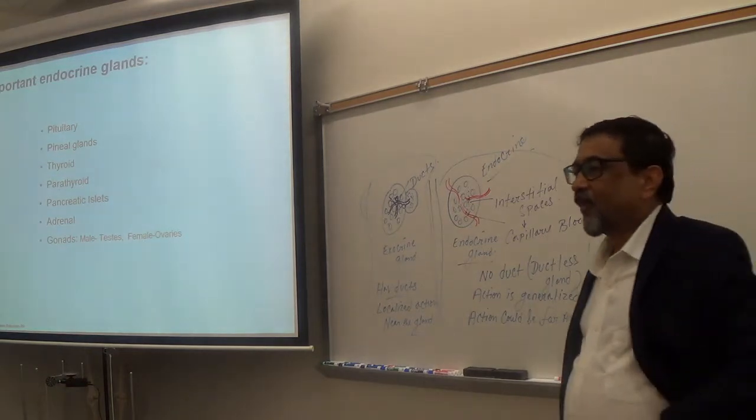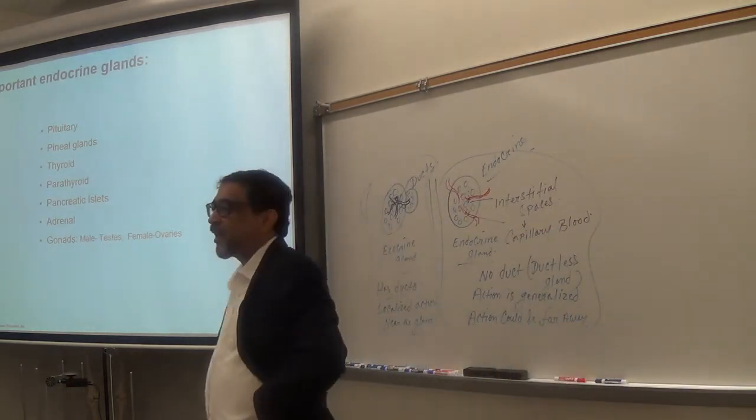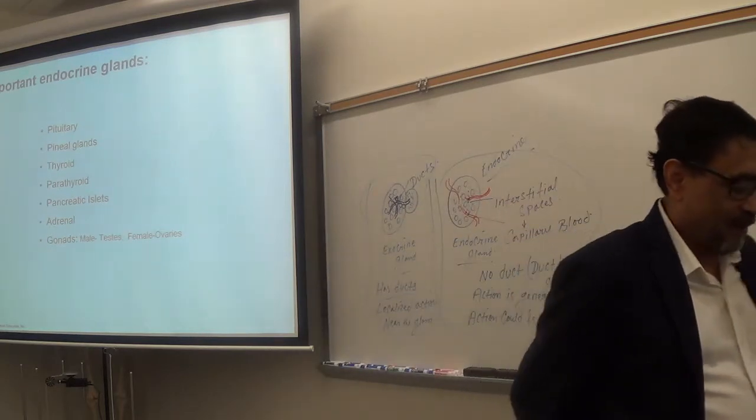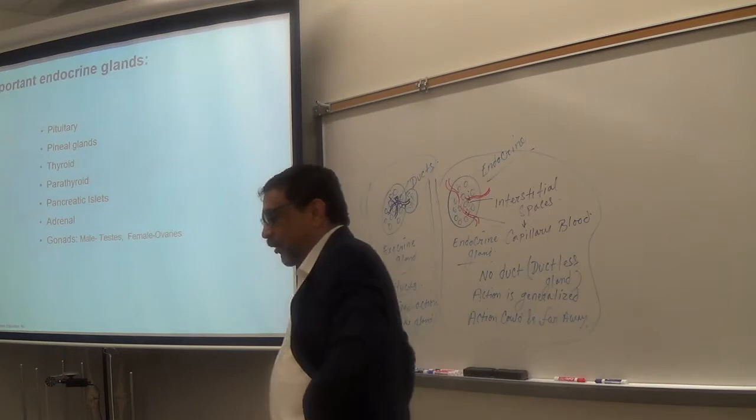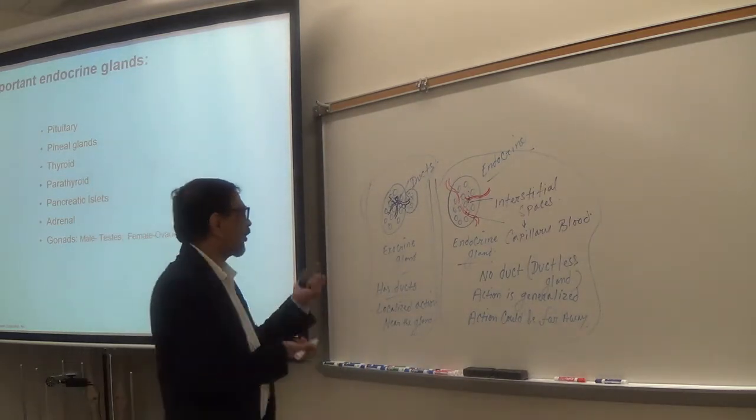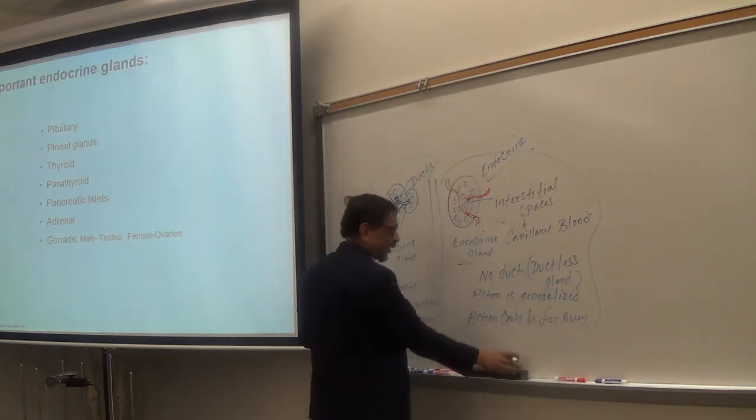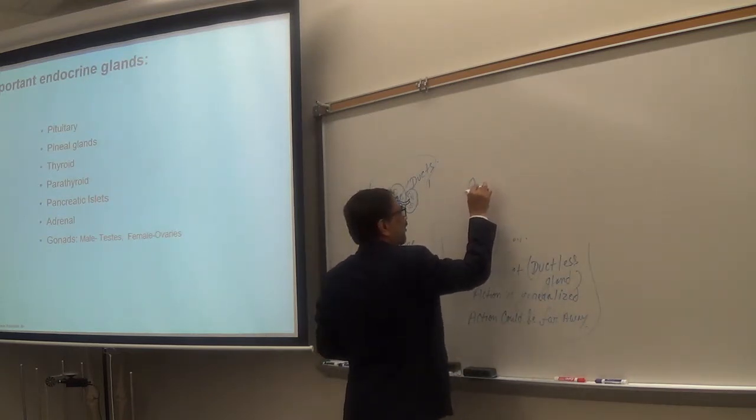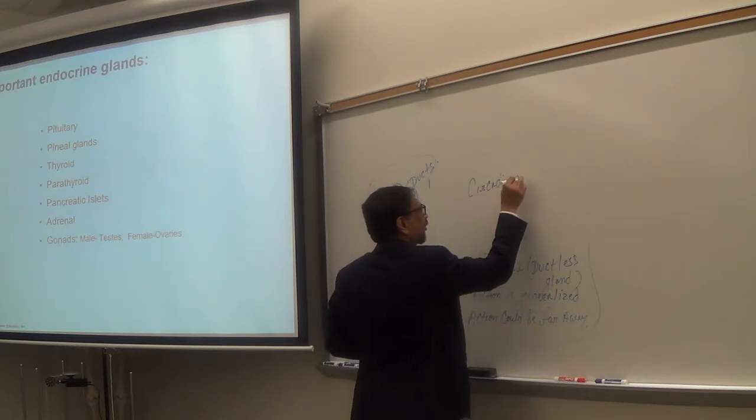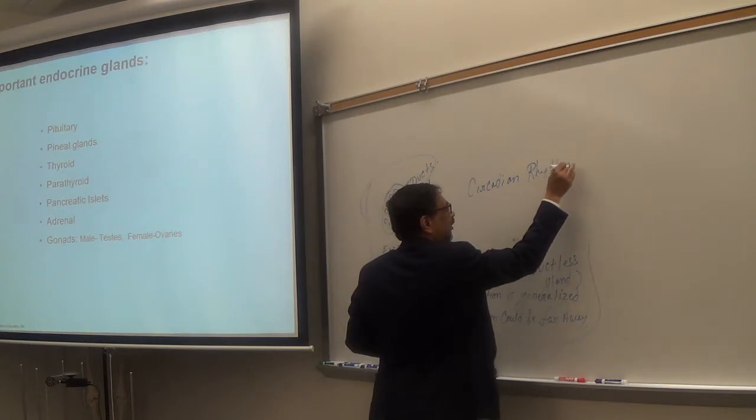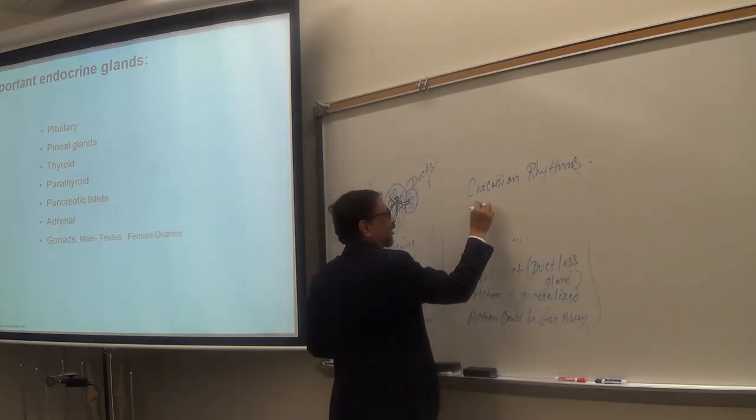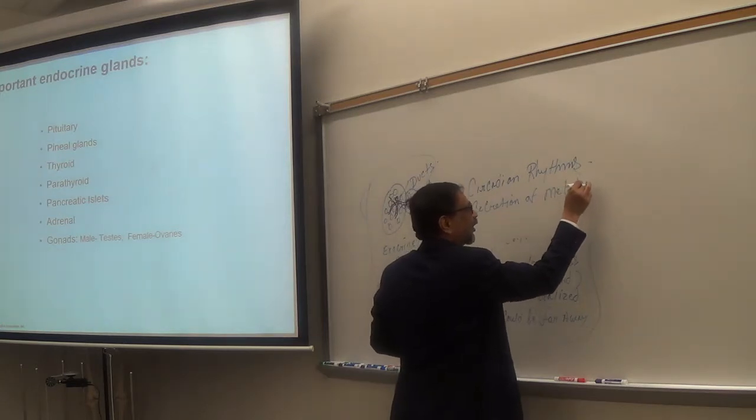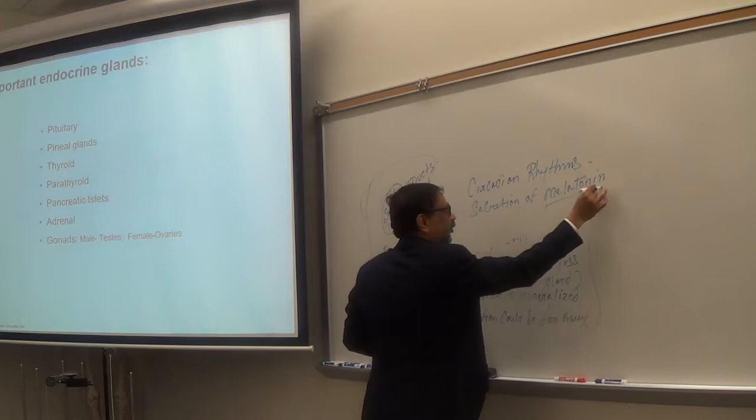Pineal gland is mainly responsible for circadian rhythm, the sleep awakeness cycle. And pineal gland also secretes a hormone that is called melatonin. So pineal gland has two important functions. One is circadian rhythms and another is secretion of melatonin, which is related to sleep.